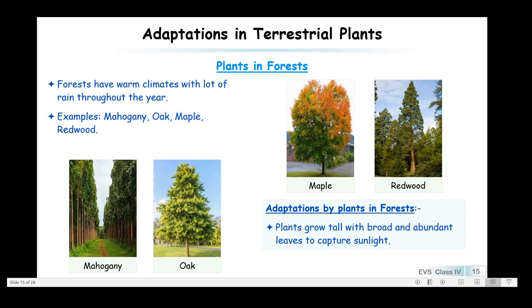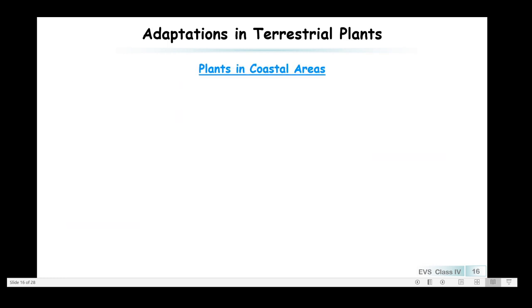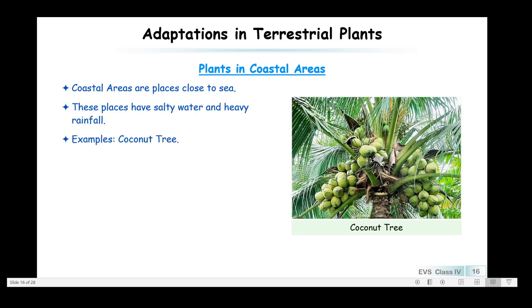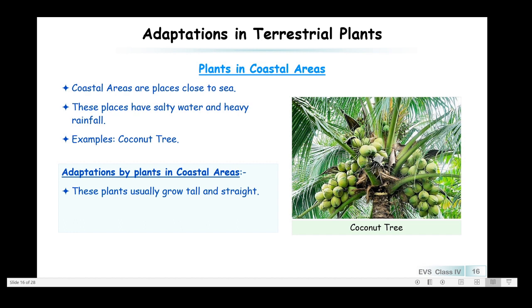Then we'll switch over to plants that are found in coastal areas. Coastal areas are places close to sea. We know that these places have salty water and heavy rainfall, right? And examples of plants that are found in coastal areas are coconut. Adaptations by plants in coastal areas are these plants usually grow tall and straight, and they are adapted to survive salty water and heavy rainfall. So with this we come to the end of terrestrial plants.